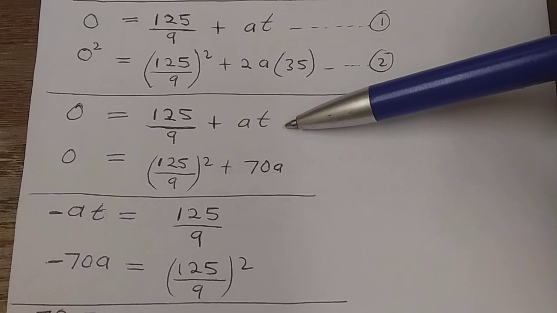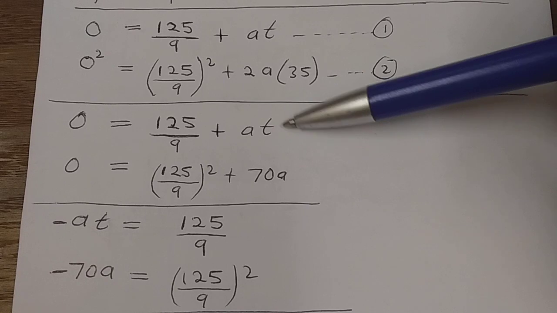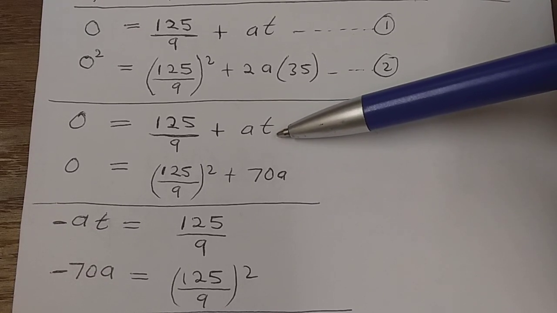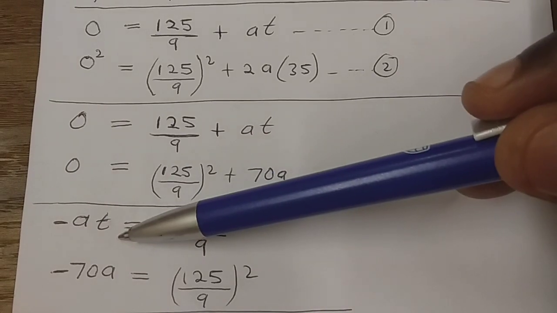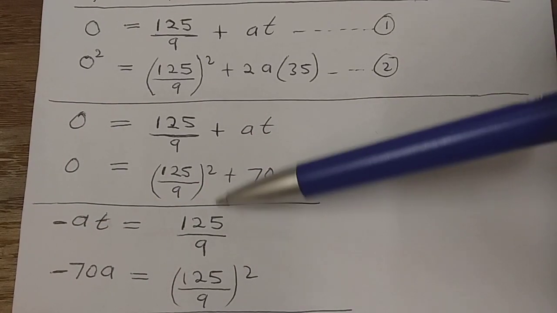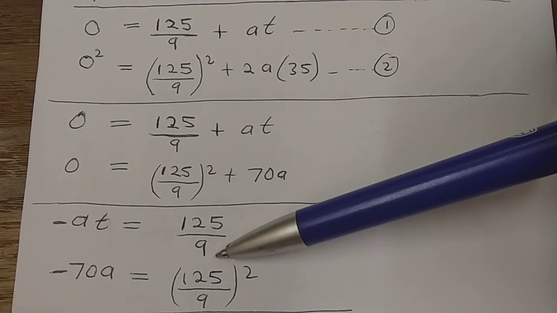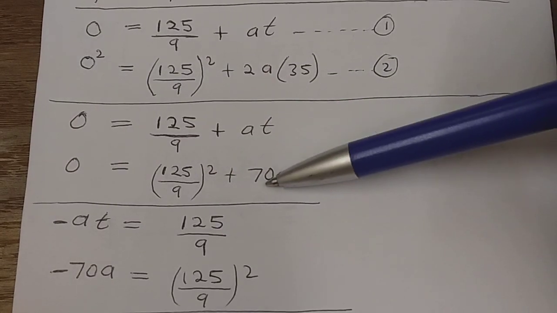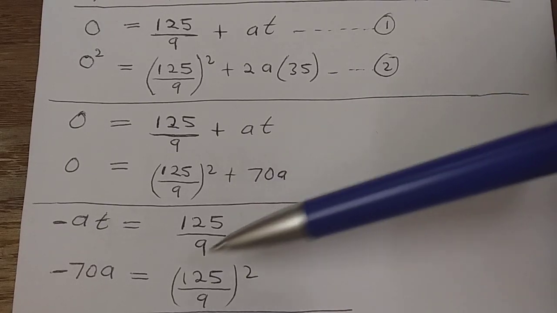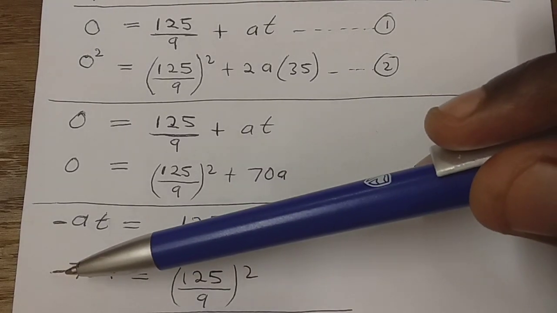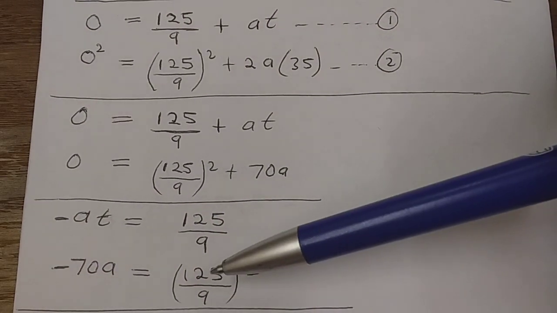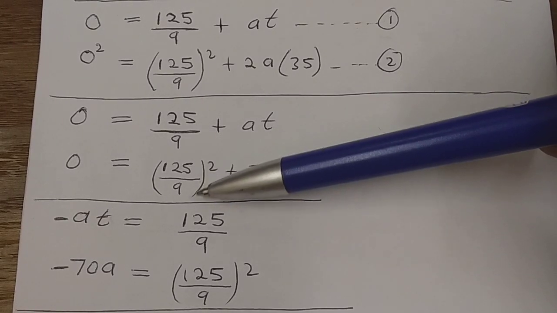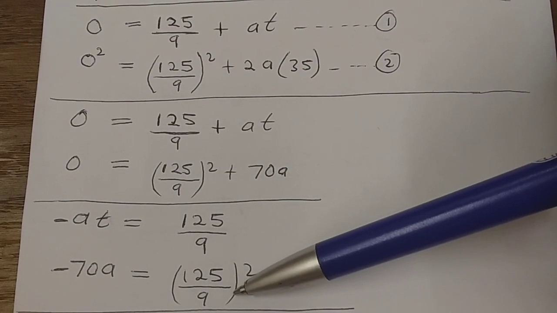From that equation, what I did was to shift this 70a to the left hand side. If you shift it to the left hand side, it becomes negative. Then you just leave this 125 over 9 squared as it is. So we are left with negative 70a equal to (125/9) squared, which is here. Okay.